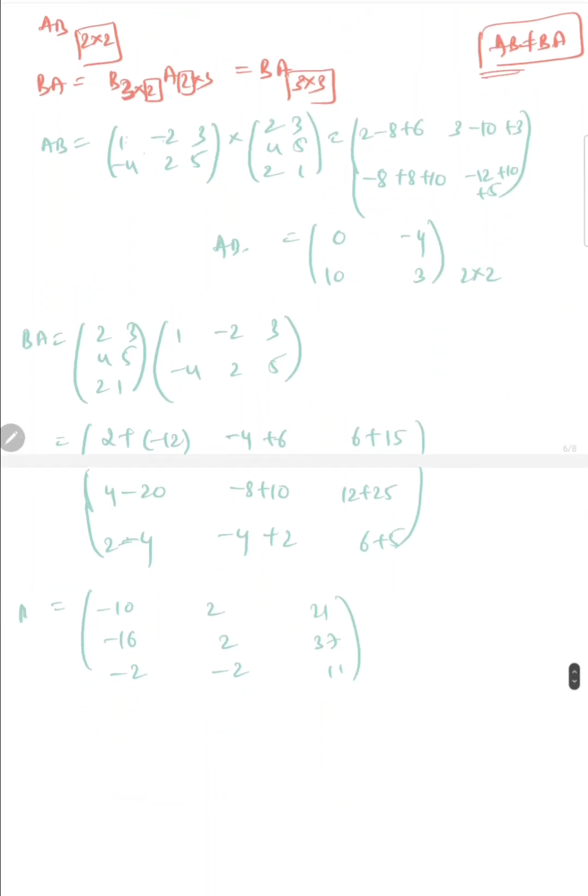So this is about B into A, which is of a different order than AB. Therefore, A into B is not equal to B into A. Therefore, matrix multiplication is not commutative. It is not always commutative, but sometimes they are equal.